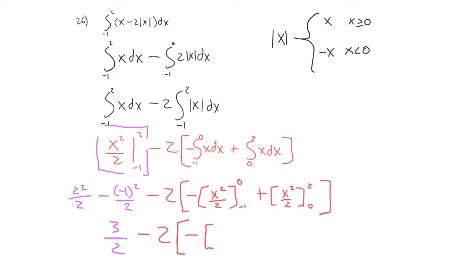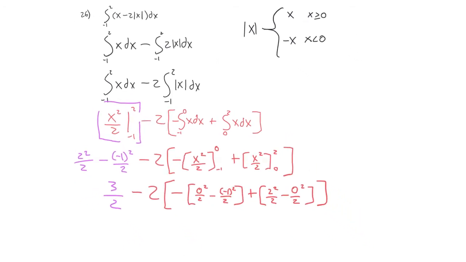This is going to turn into 0 squared over 2 minus negative 1 squared over 2, which I am going to worry about on the next line. Let's focus on this one. We're going to have plus, and let's do brackets, keep it organized. It would be 2 squared over 2 minus 0 squared over 2, which I will worry about on the next line. So we will continue.